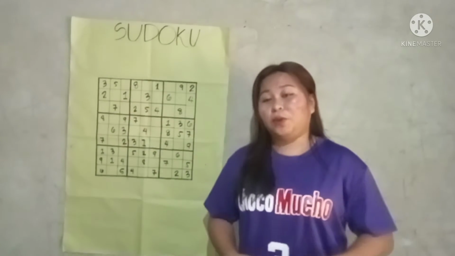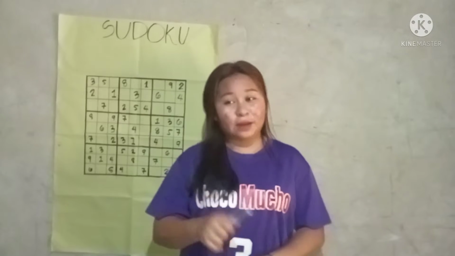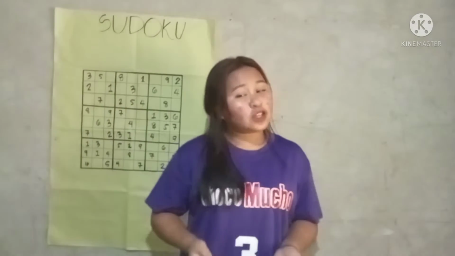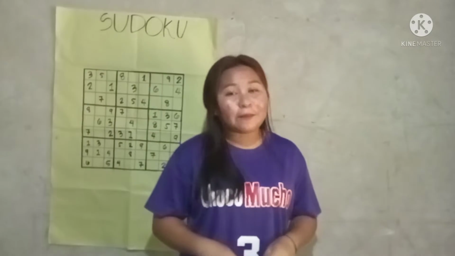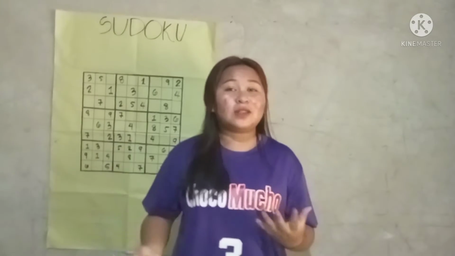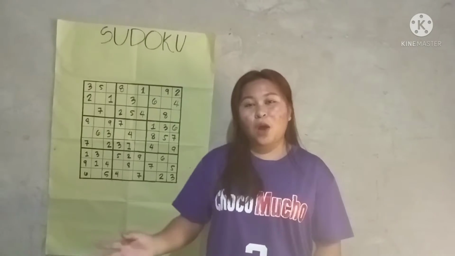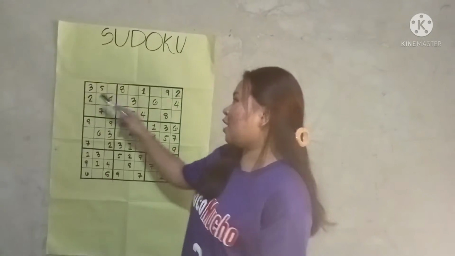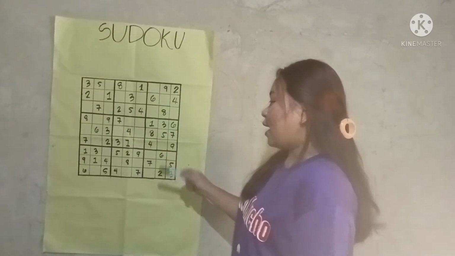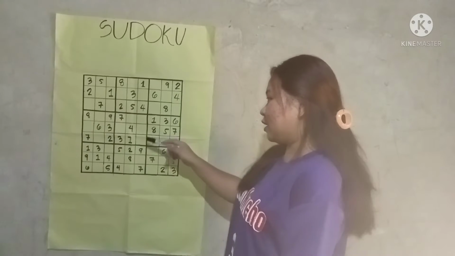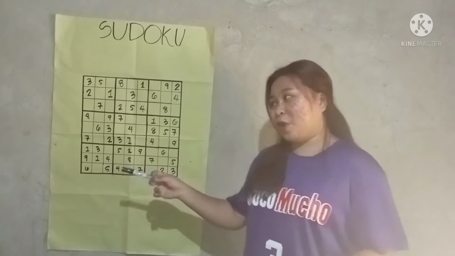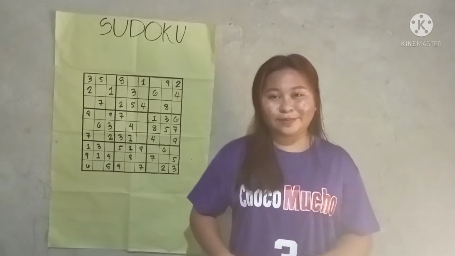In classic Sudoku, the objective is to fill a 9 by 9 grid with digits so that each column, each row, and each of the 9 3 by 3 subgrids that compose the grid contain all of the digits from 1 to 9. As you can see, here are the boxes with numbers. As you observe, there are a lot of boxes that are empty. We will fill those boxes with numbers too.